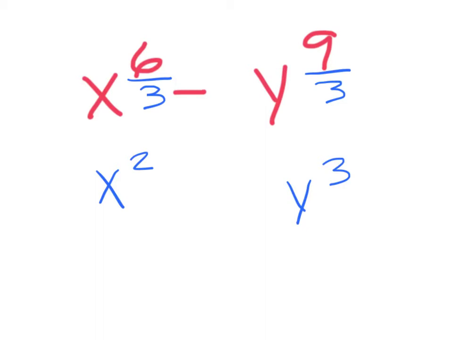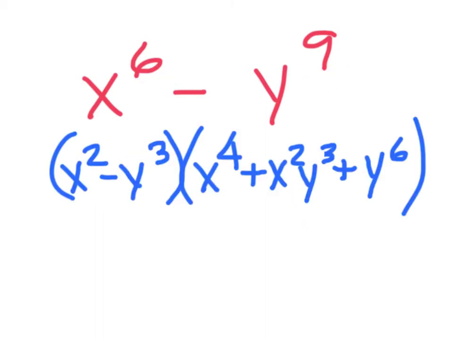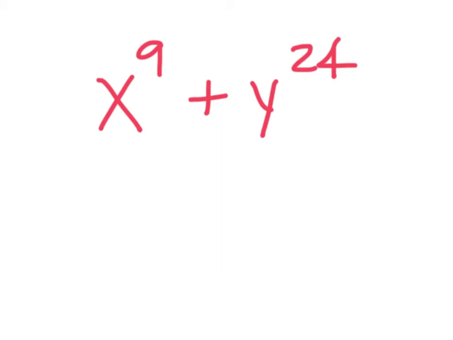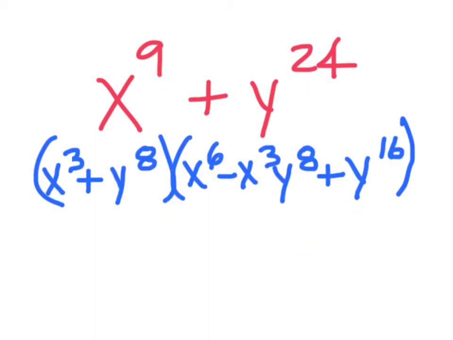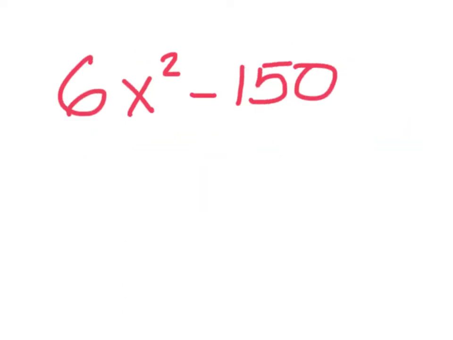What about this one? Sum of 2 cubes. Yeah, you can divide this one by 3 and this one by 3. So you're left with x cubed and y to the 8th as the cube roots. And there's the factorization for it. What about this one? It is factorable. Difference of 2 squares. When you take out a 6, you're left with x squared minus 25, so that's a difference of 2 squares.